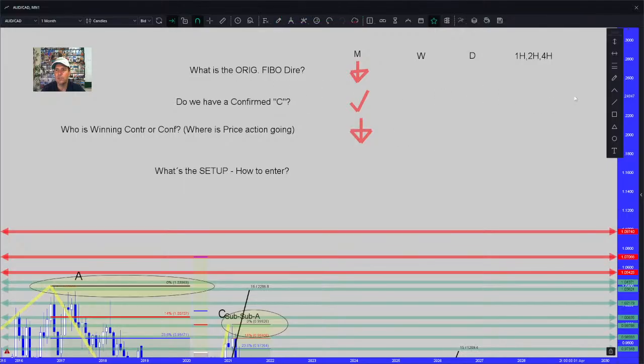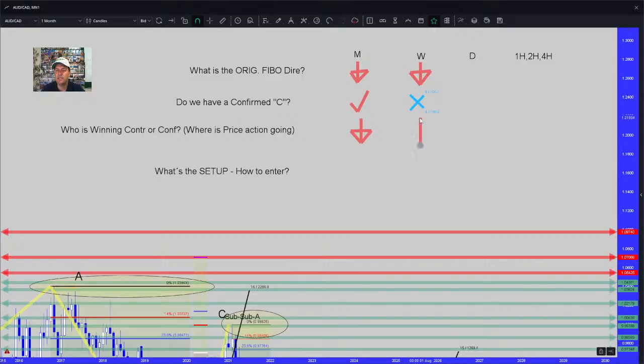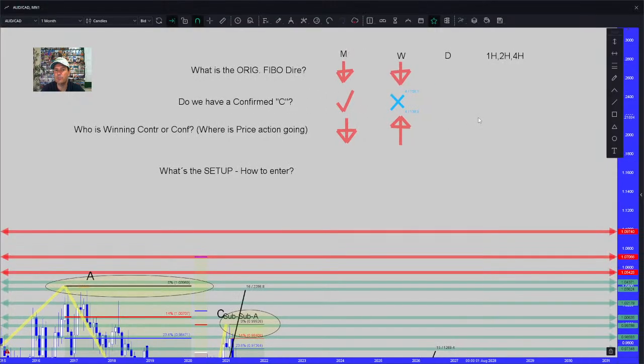What is the original Fibonacci doing on the weekly? Direction down. Do we have a confirmed C? No, we don't have a confirmed C. Who is winning, the contrarian or the confirmation? See, everybody, the matrix for your decision making and the understanding of Fibonacci alignments, which is going to lead you to the understanding of probability when it comes to Fibonacci trading.